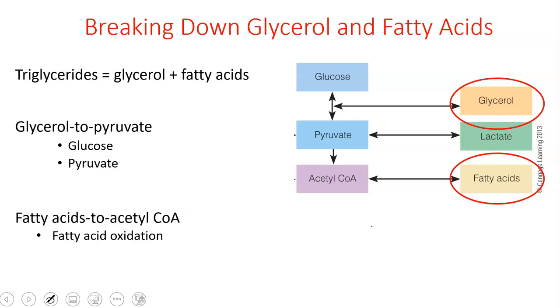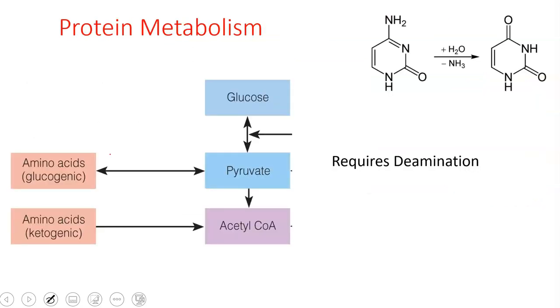The glycerol can be converted to pyruvate by entering the glycolysis cycle. But first, it has to be converted to glucose, and then it can enter the glycolysis reaction pathway. So that's one extra step with glycerols. And then fatty acids can be used to create acetyl coenzyme A, but this also requires a process known as fatty acid oxidation. So it takes a little bit more.